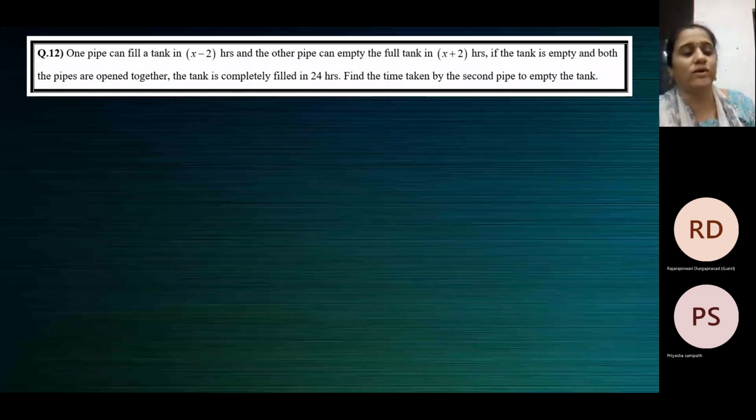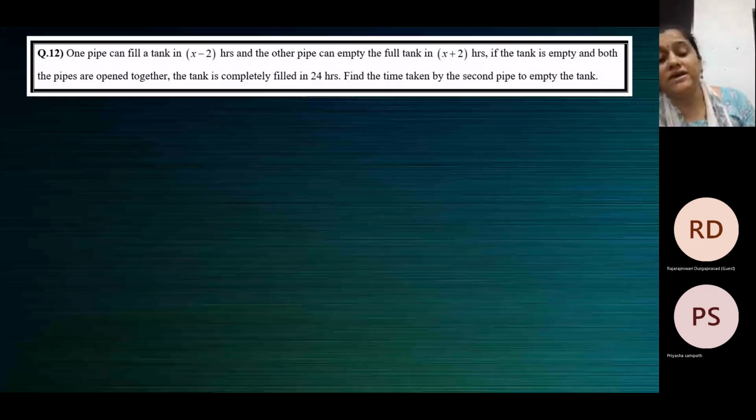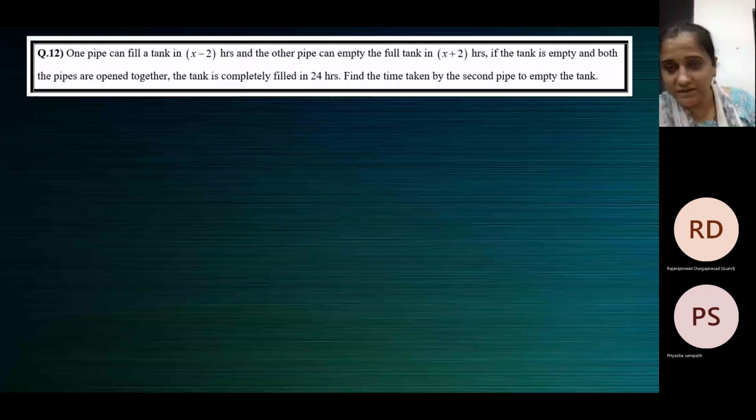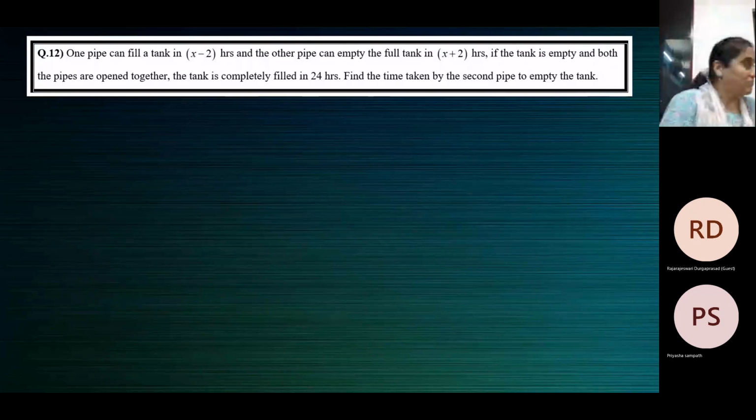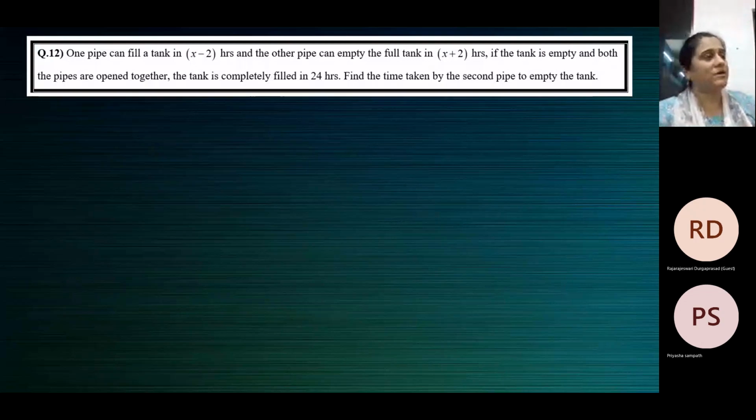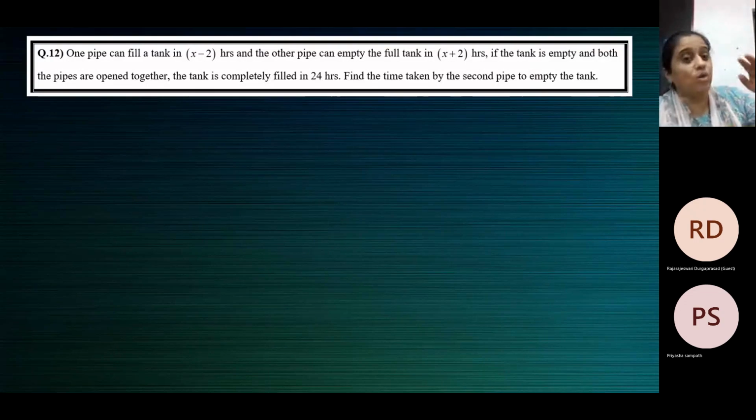One pipe can fill a tank in x minus 2 hours, and the other pipe can empty the full tank in x plus 2 hours. So one pipe fills the tank while the other empties the tank. If the tank is empty and both the pipes are open together, the tank is completely filled in 24 hours. So that means the filling pipe works faster than the emptying pipe. That is why at a particular point the tank gets filled.